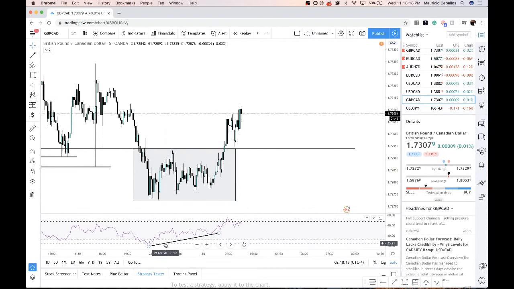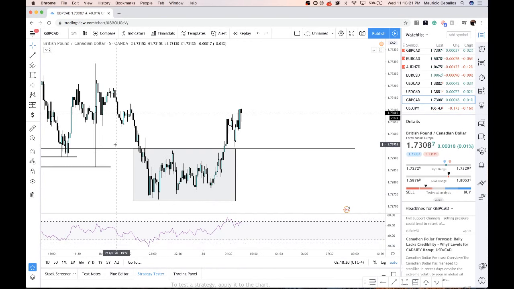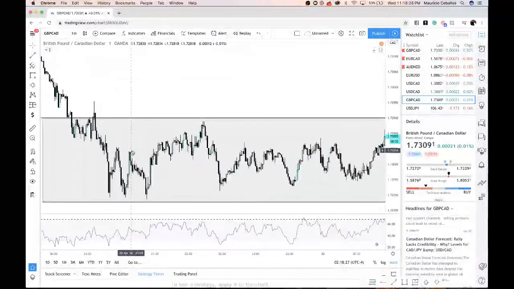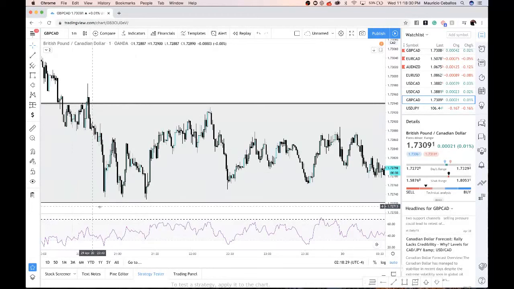That's why I was able to identify it. Once I identified divergence, I said, you know what, let's go to lower time frames, M1, and start to look for those schematics. And that's exactly what I found. I found one, it's within my zone.